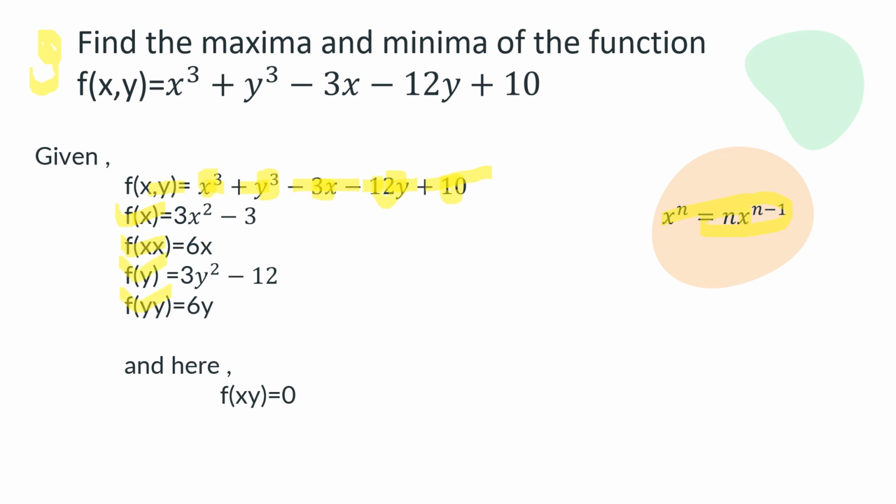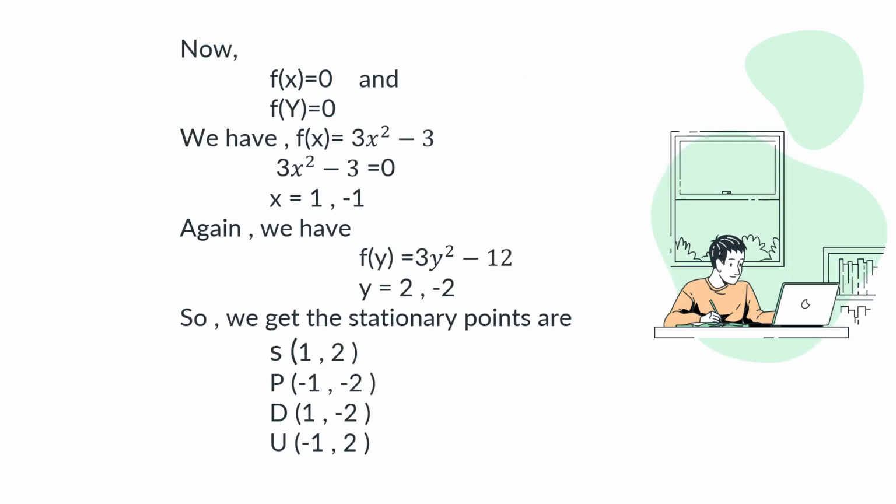F of x we get 3x square minus 3, f of xx we get 6x, f of y we get 3y square minus 12, and f of yy we get 6y, and here we already have f of xy equal to 0. Okay, now f of x is equal to 0 and f of y is equal to 0. By doing this we will be able to find the stationary points.